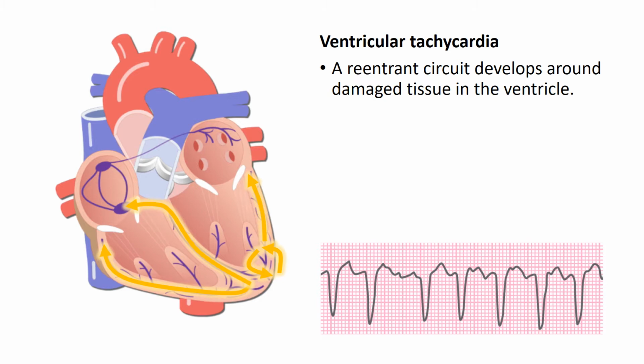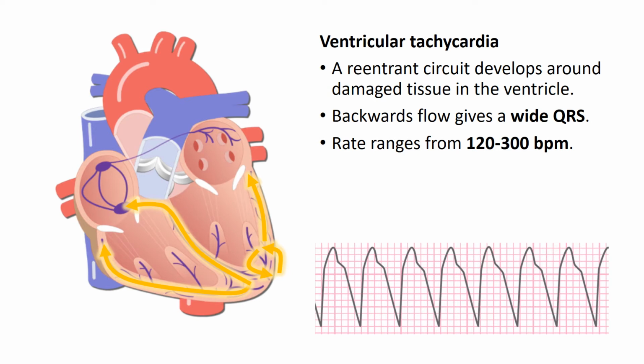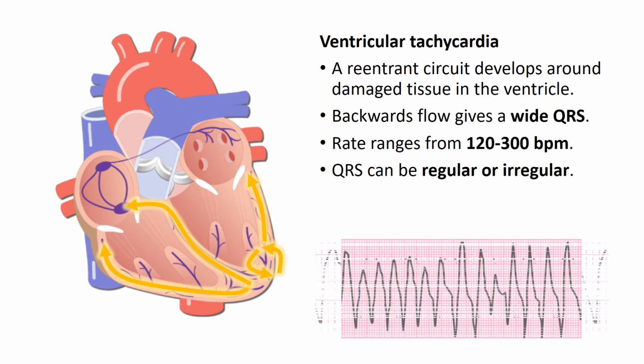You get backwards flow through the His-Purkinje system, so that gives you a wide QRS again. And the rate ranges from something like 120 to 300 beats per minute. The rhythm strip classically looks like this. You get these big sort of tooth-like spikes going up and down. But the QRS can be regular or irregular, so something like this is also very possible.